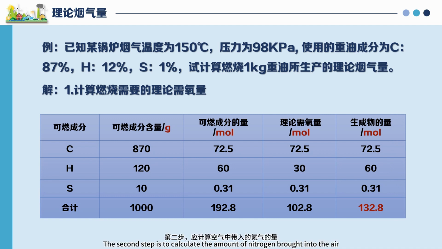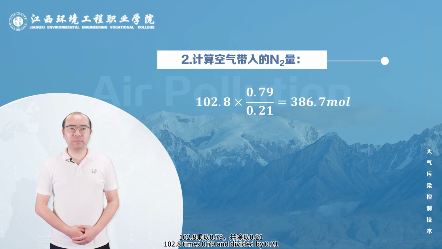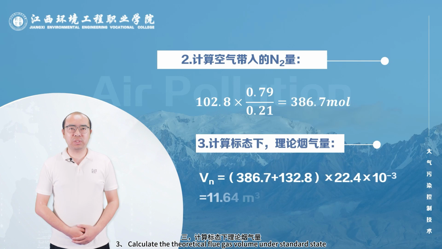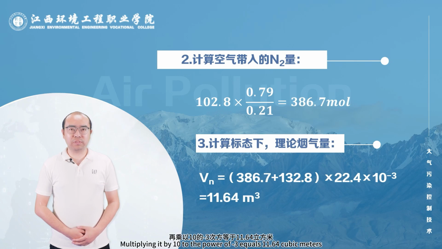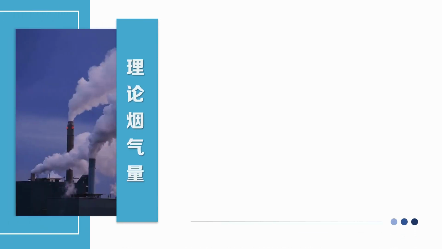The second step is to calculate the amount of nitrogen brought in by the air: 102.8 times 0.79 divided by 0.21. This is the ratio of nitrogen to oxygen in our air. Finally, 386.7 moles was obtained. Third, calculate the theoretical flue gas volume under standard state: 386.7 plus 132.8, multiplied by 22.4, multiplied by 10 to the power of minus 3, equals 11.64 cubic meters.